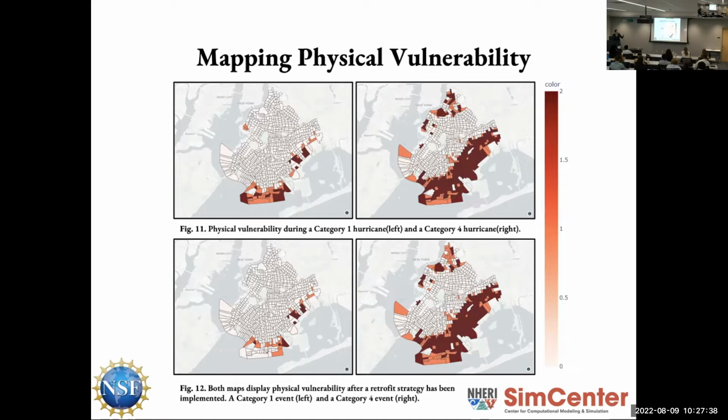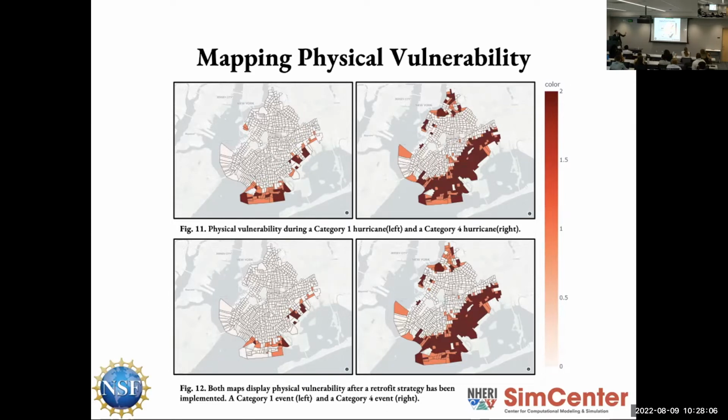So this was set at 50% for the basement units because we set the flood elevation at 0. And then it was 30% for the dwelling units because some of them were more elevated than others. The bottom portion is with the retrofit strategy. So bottom left is a Category 1 hurricane with the retrofits, and the bottom right, Category 4 with retrofits.